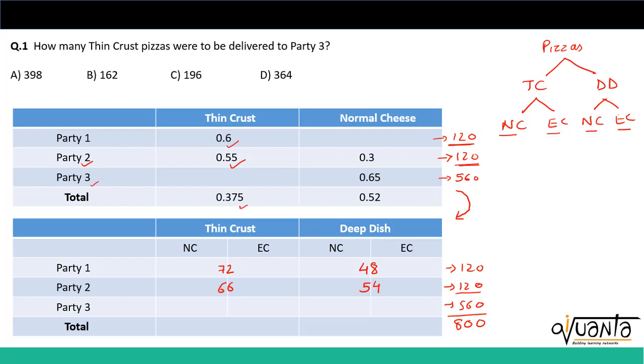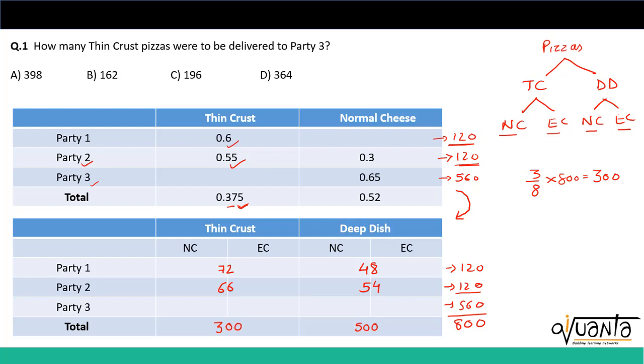But we have some information regarding the total number of thin crust pizzas. So 0.375 means 37.5%. If you convert 37.5% into fraction, it gives us 3/8. So 3/8 of total number of pizzas was thin crust pizzas. So 3/8 of 800 gives you 300. So total number of thin crust pizzas is 300. Hence the total number of deep dish pizzas will be how much? Yes, 500.